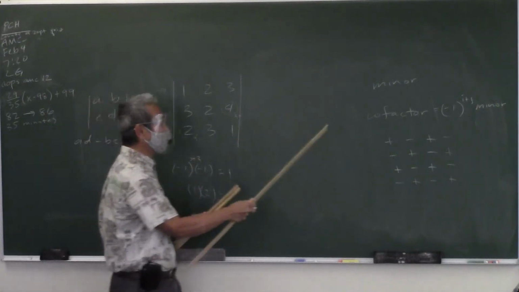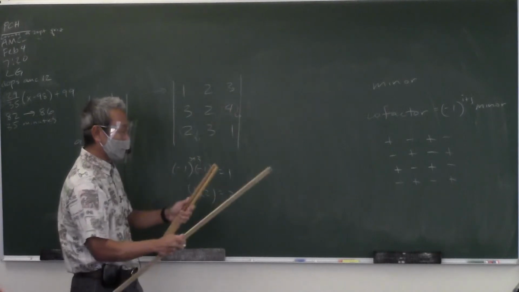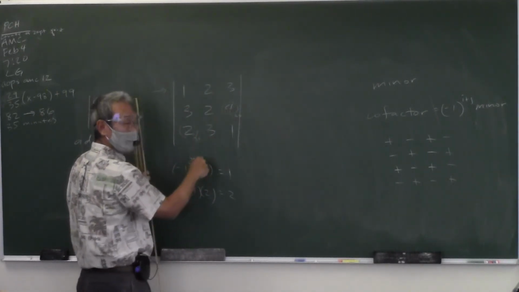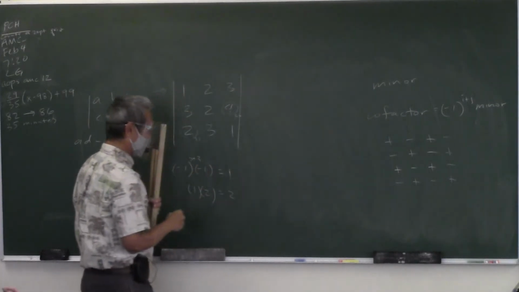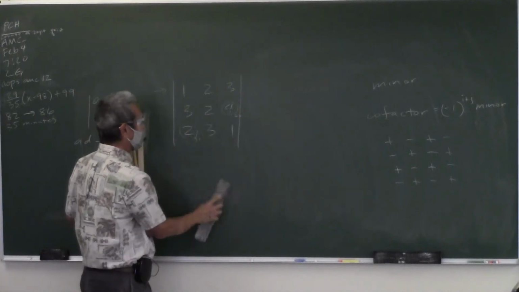So again, the cofactor is simply the minor multiplied by 1 or -1. And the negatives are going to be these positions right here, right? Just like the checkerboard, right? Okay, now that I've defined all this, now we can finally actually compute it.